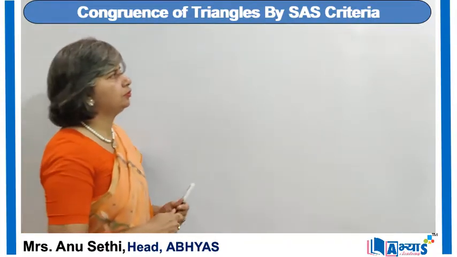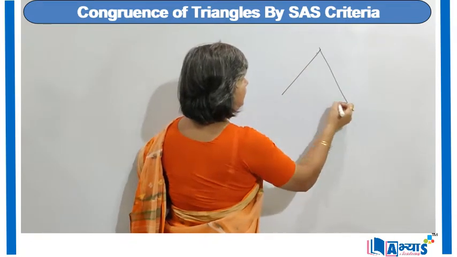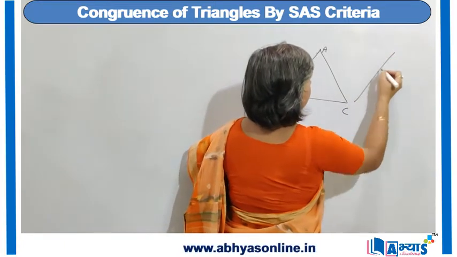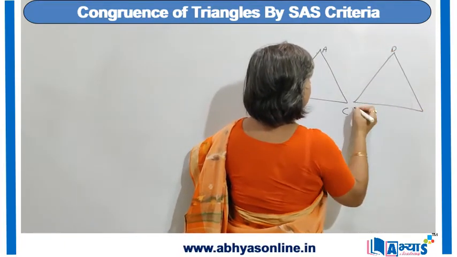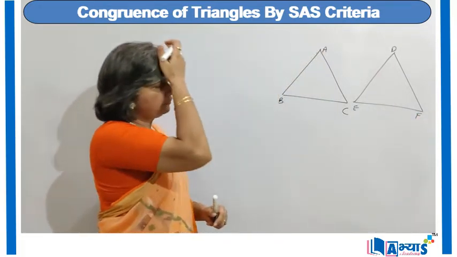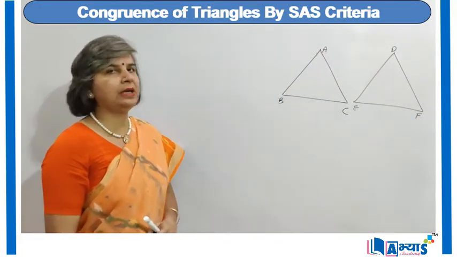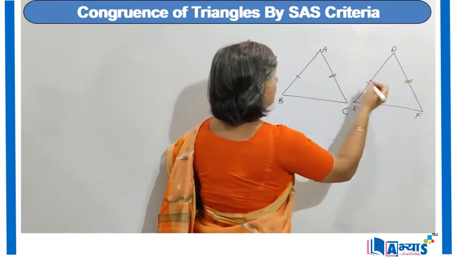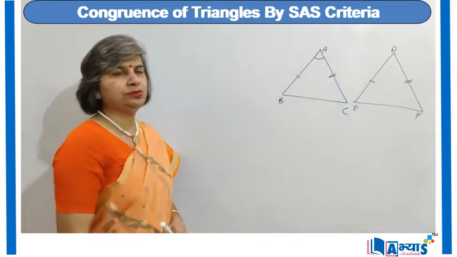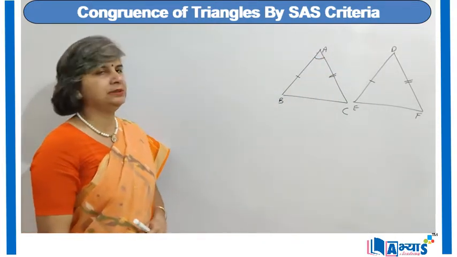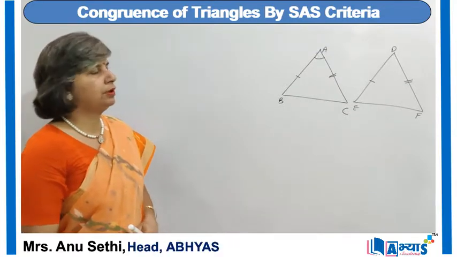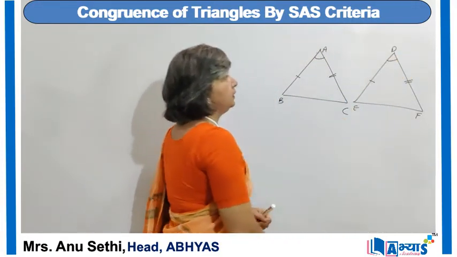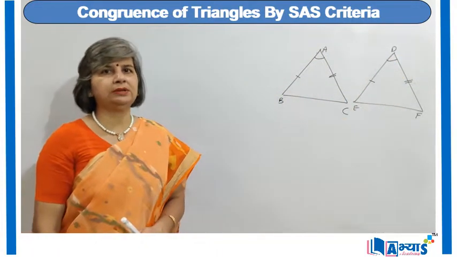For example, we are given two triangles, triangle ABC and triangle DEF. It has been given to us that two triangles ABC and DEF are such that AB is equal to DE and AC is equal to DF, and the angle included between these two sides, that means the angle between AB and AC, that is angle A, is equal to the corresponding angle D which is included in the sides DF and DE. So if this is the situation, then the two triangles are congruent.